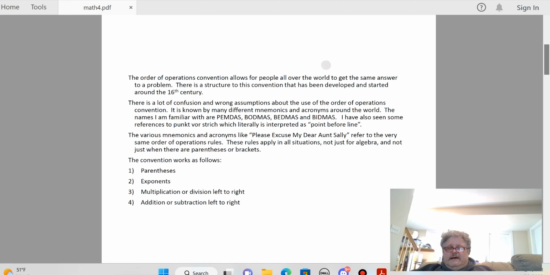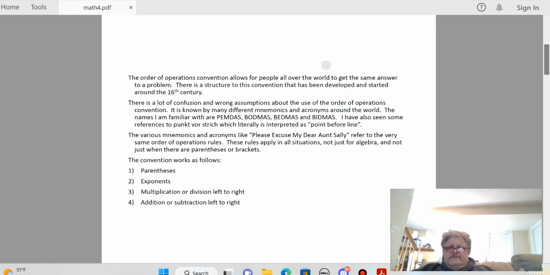And I believe, and I might be slaughtering this, I took 3 years of German, but I believe it's punkt vor strich, something close to that. I think it's interpreted as point before line. I think that's a representation that's used. Somebody better at German than me, it's been 40 years, could maybe fill that in and explain that to me, but I believe that is a representation they use for order of operations.